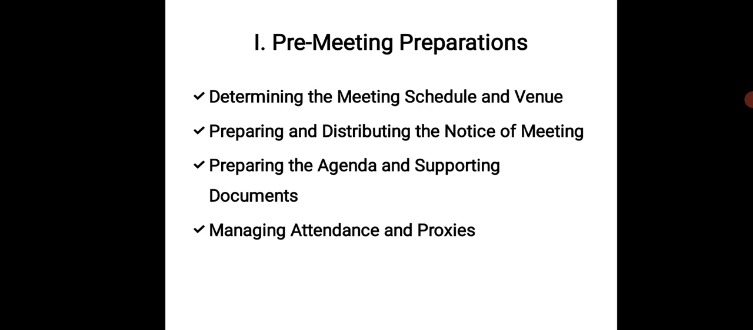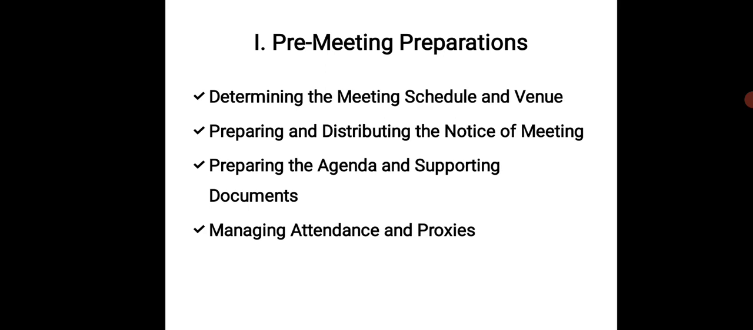Then the second one is preparing and distributing the notice of meeting. The notice of meeting is a formal communication informing attendees about the upcoming meeting. It must include specific details such as the name of the organization holding the meeting, the type of meeting, the date, time, and location of the meeting, any special resolutions or matters requiring a vote, instructions for attending the meeting, and information on proxy voting if applicable. Then the notice must be distributed to all eligible attendees within the time frame specified by the company's articles of association or relevant legislation.